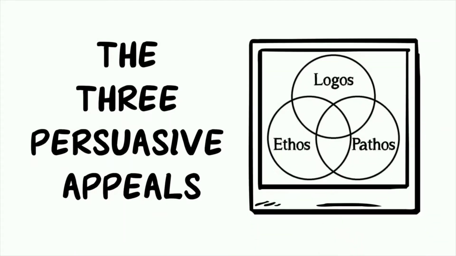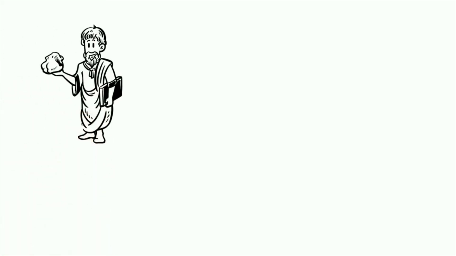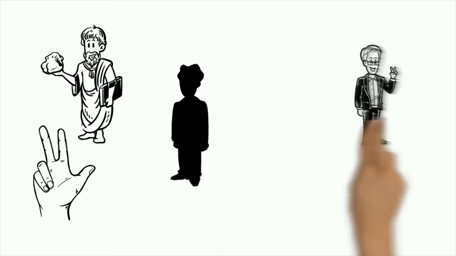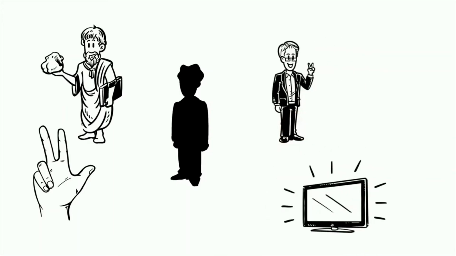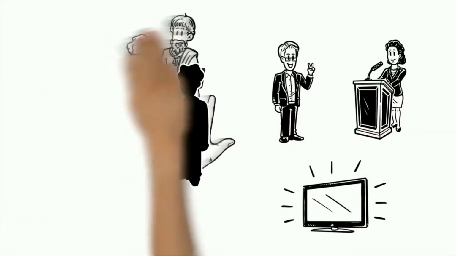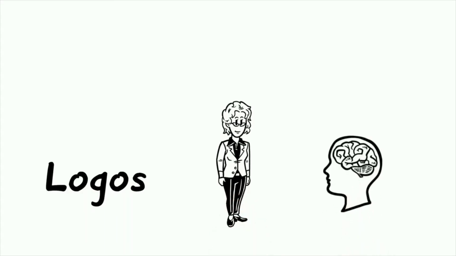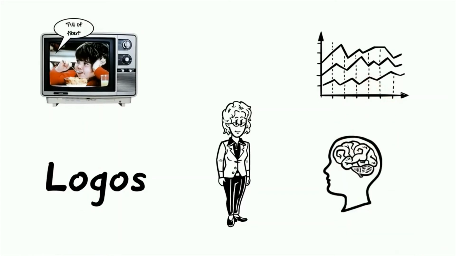The three persuasive appeals: logos, ethos, and pathos. 2,300 years ago, famous philosopher Aristotle argued that there were three ways to persuade someone. And these three persuasion appeals are the same modes of persuasion used today by politicians, advertisements, and public speakers alike. The first persuasive appeal is logos, or logical appeal. Logos is persuading by appealing to one's logical side through reason, often through facts, statistics, charts, and graphs.